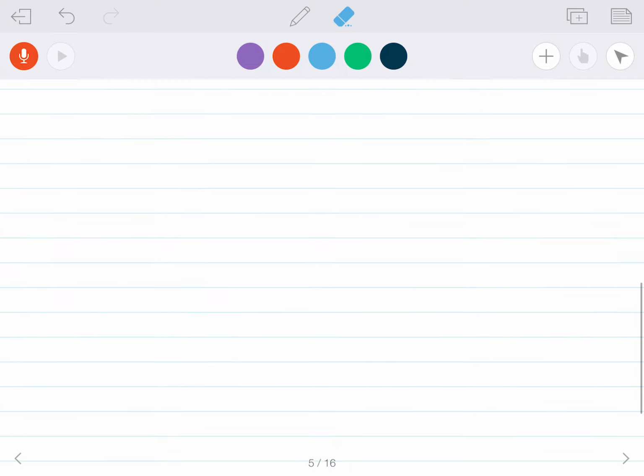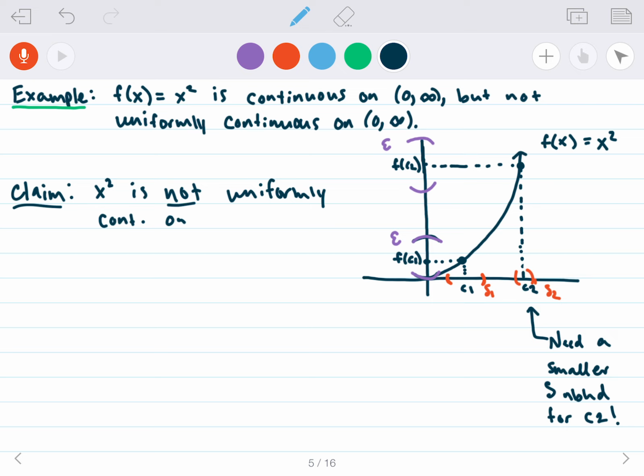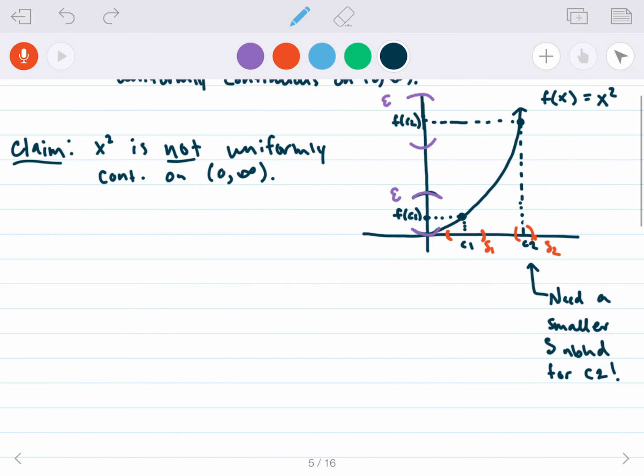All right. So let's go ahead and scroll back up here. Okay, and so now we want to claim that x squared is not uniformly continuous on 0 to infinity. Now it turns out it is uniformly continuous on any bounded interval, but this is an unbounded interval, so it's not going to work here. Okay, so what do we want to show?